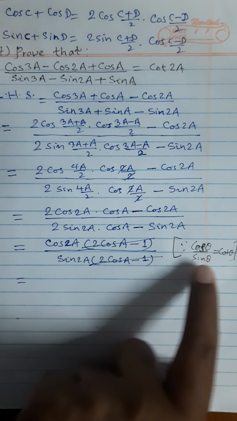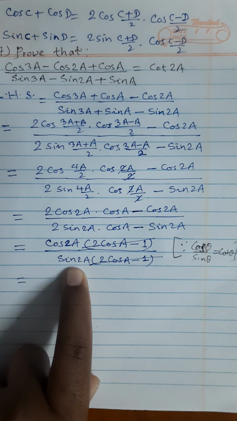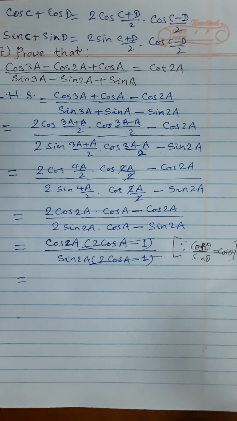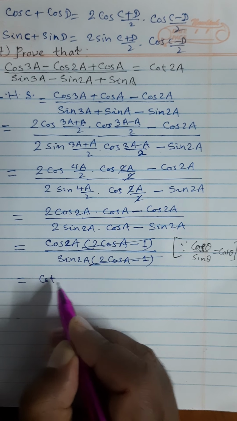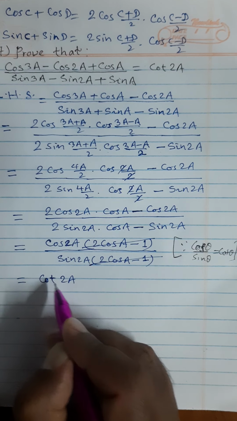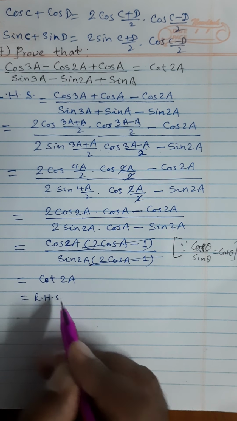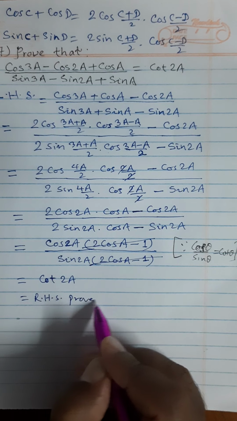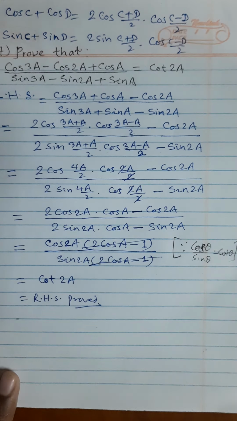So in place of theta we have 2a here. So cos 2a over sin 2a equals cot 2a. So now we can write this equals cot 2a, which is our right hand side. Proved. In this way we have proved this question of the multiple angle.